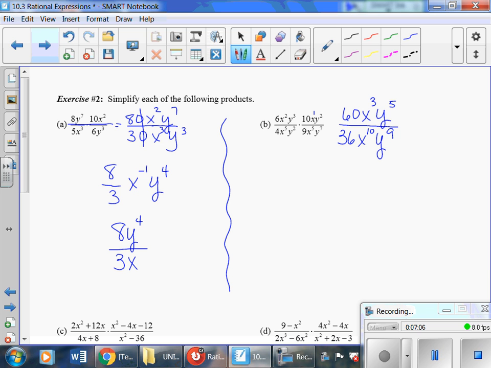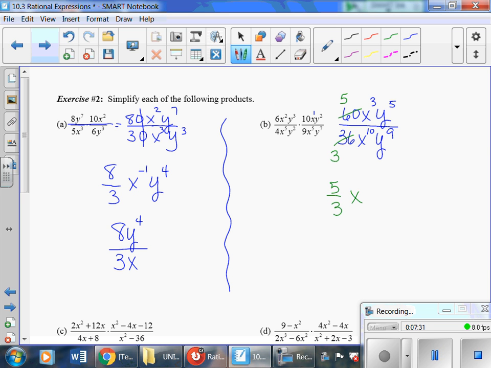So what number goes into 60 and 36 evenly? Well, we can reduce both of them by 12. So you could reduce by 2 and then reduce by 2 and reduce by 2. So you can keep doing things like that. Or you can simply realize that 12 goes into 60 5 times and into 36 3 times. So I have 5 over 3.